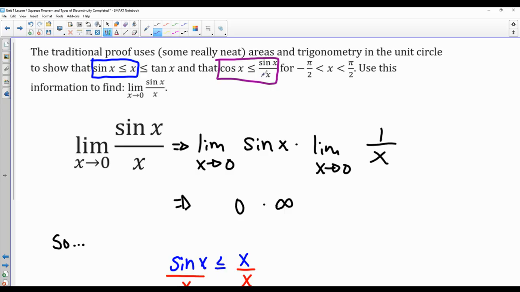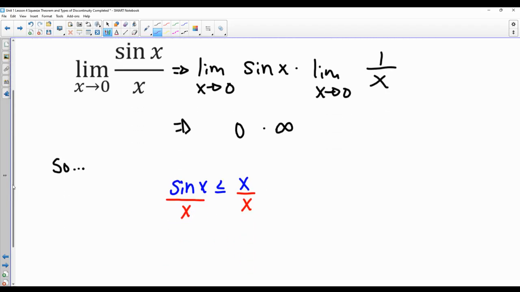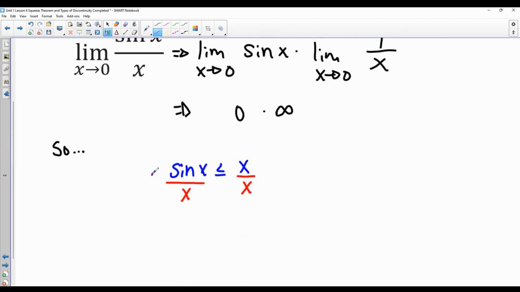The reason why we can use this information is because we are evaluating our limit as x approaches 0, and we do know that this is true when x is between negative pi over 2 and pi over 2. They tell us this up here. So now that we know that sine of x over x has to be greater than or equal to cosine of x, we now have this squeeze going on.